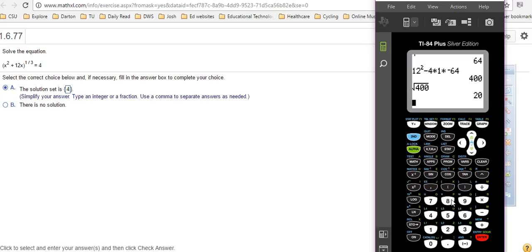Let me show you why negative 16 works. So open parentheses, put a negative 16, close, squared, plus 12 times negative 16, close off, raise that to the 1/3 power, and the question is, will this equal 4? And sure enough. So there are two solutions, which is the problem you ran into in your particular case.